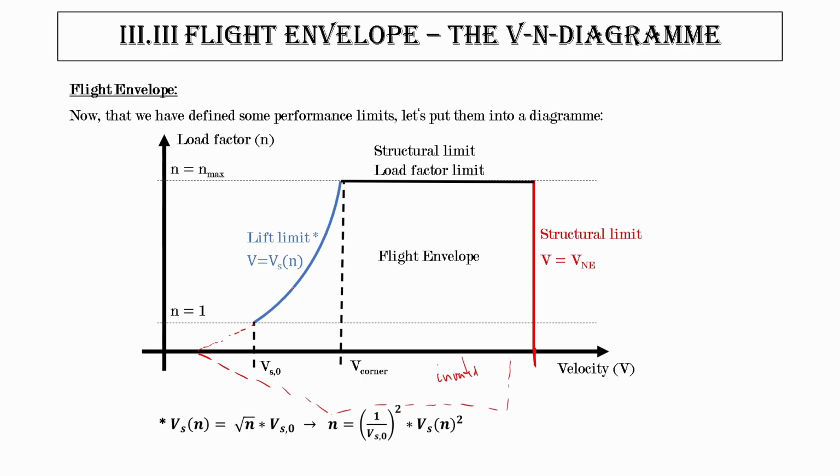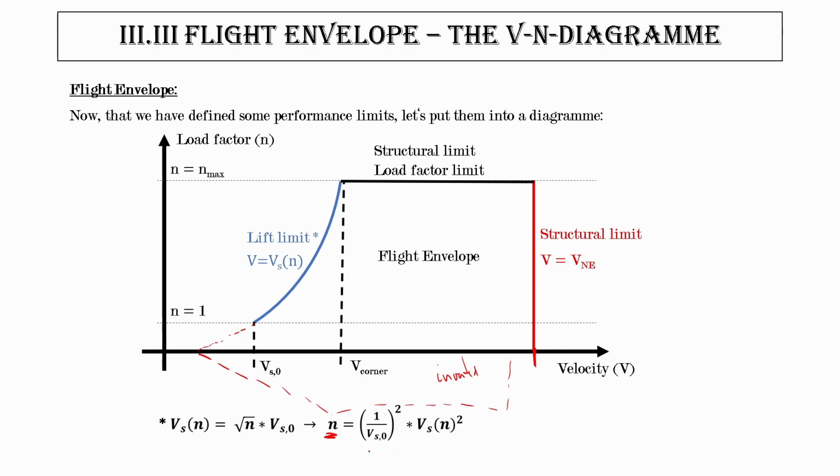We have our lift limit depending on the load factor, and we've seen that this is depending on the load factor. If we write it down like this, we rearrange this equation because now velocity is our variable and load factor is our dependent variable. So we just rearrange this. We write n on the left side, and we have to invert the velocity, we have to square it, and so this is obviously what we get.